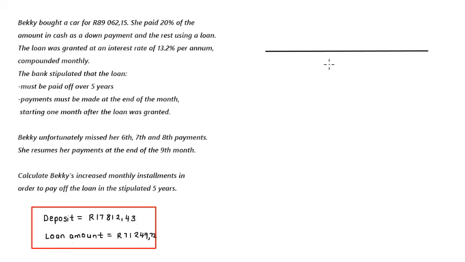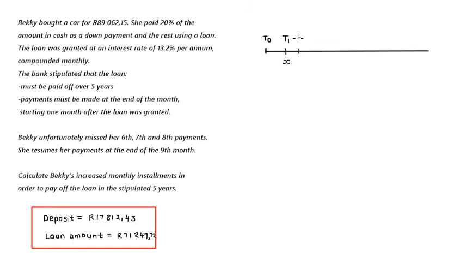Okay. Now let's go to a number line and let's think about what's happening here in Becky's case. So we are going to have the start of her loan. So over here is T0. But then we have to start making payments 1 month after the loan was granted. So over here is when the loan was granted, and then 1 month later, T1, she's going to make her first monthly installment, some value of X.